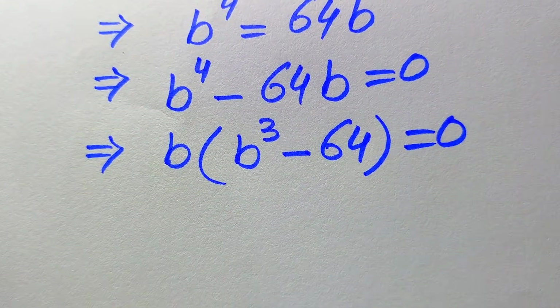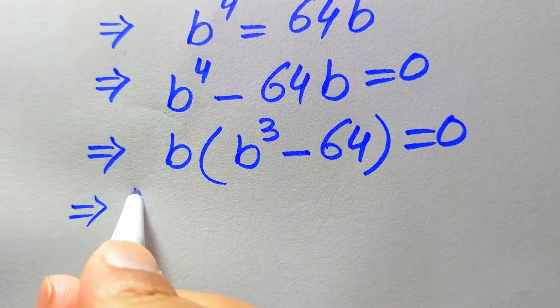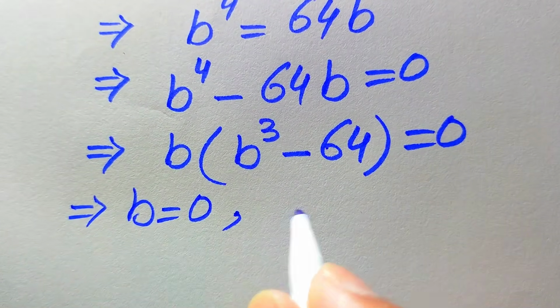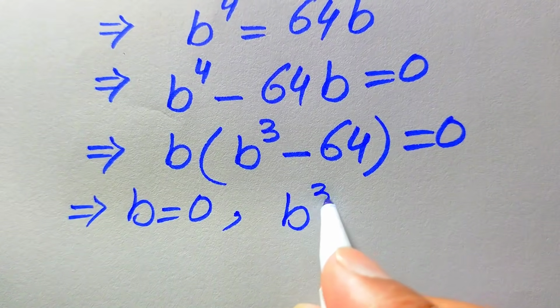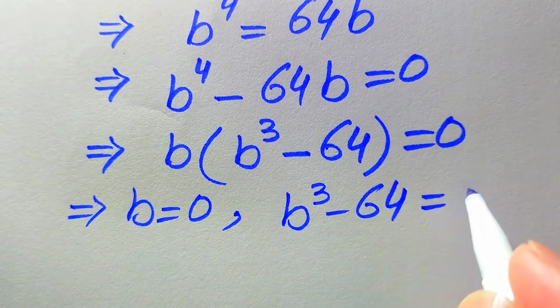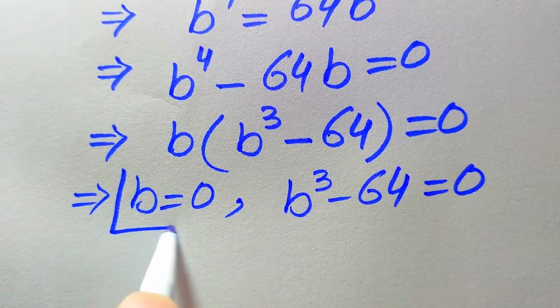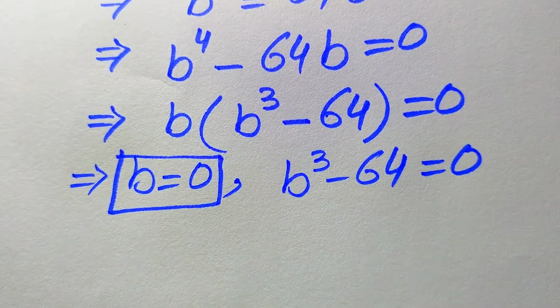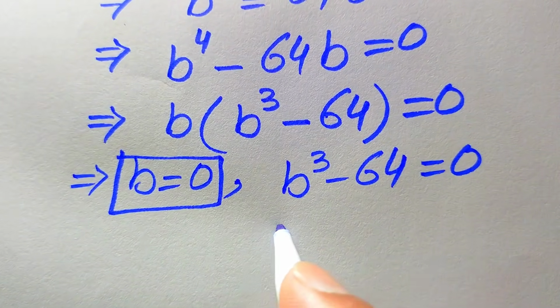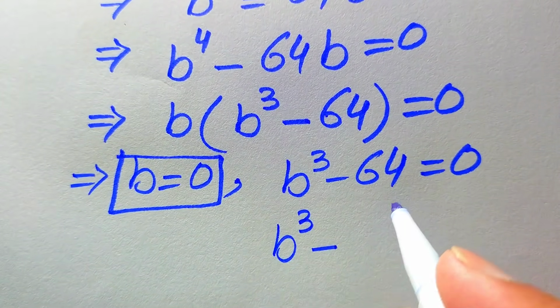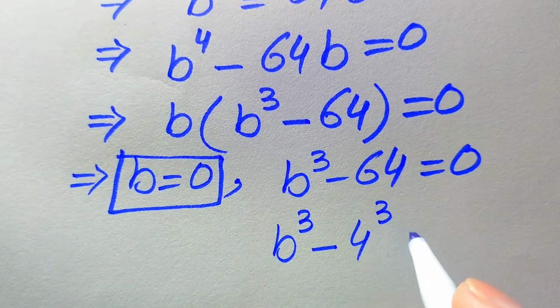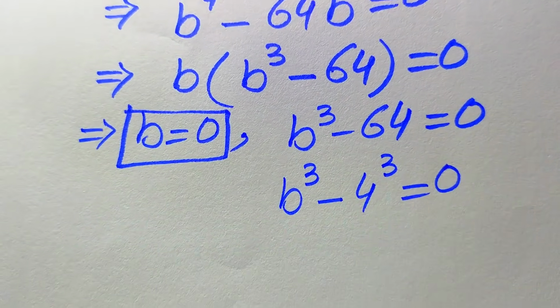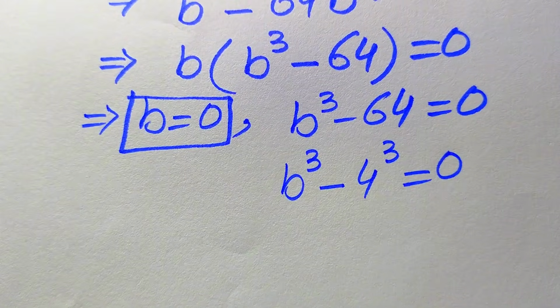And now we divide this equation into two cases. The first case is b equals 0, and the second case is b cubed minus 64 equals 0. So this is the first real root of the given equation, and now we need to solve this equation. First we rewrite it as b cubed minus 64, and we write 64 as 4 cubed, and this whole equation equals 0. And now we use the nice cubic formula to solve this cubic equation.